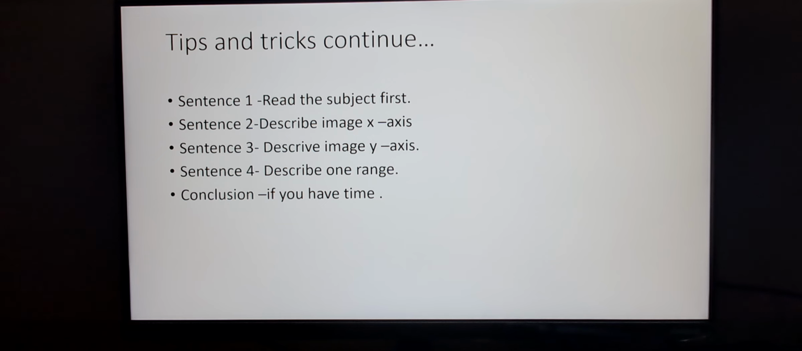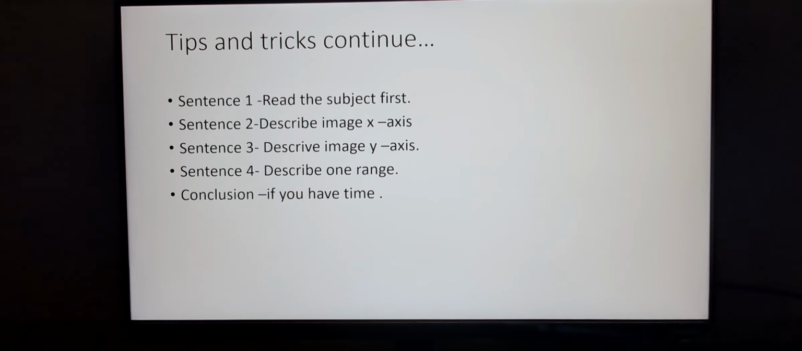Number one, the subject. Number two, describe the image on the x-axis. Number three, describe the image on the y-axis. Sorry folks, I think I misspelled the word describe, so sorry for that. And describe one particular range or one particular value, and then you move on to the conclusion. Now how I'm going to use it, I'll tell you in the next slide.